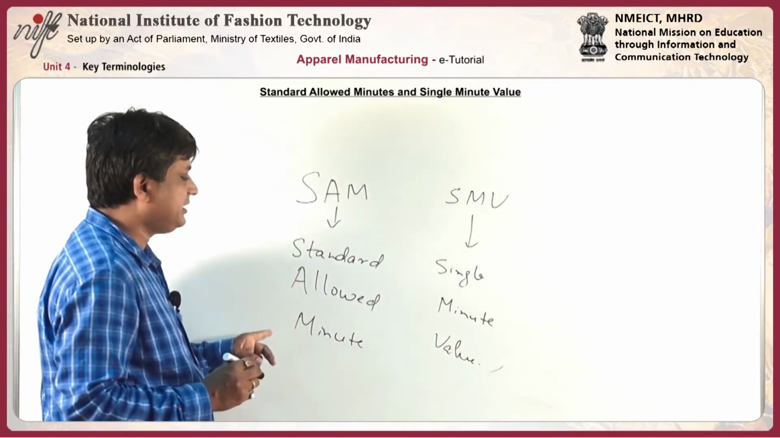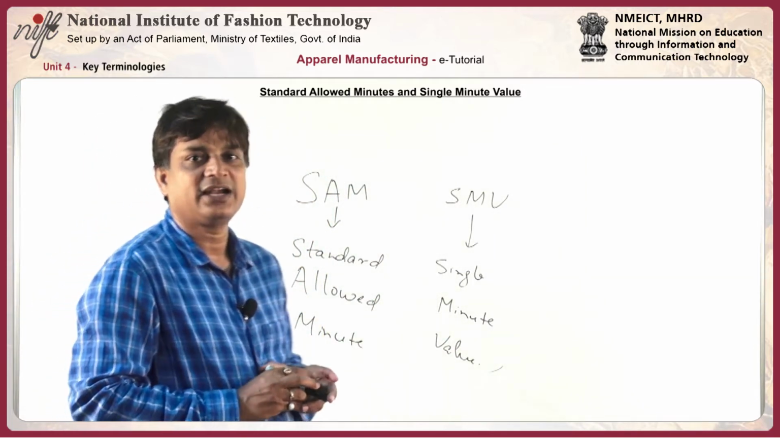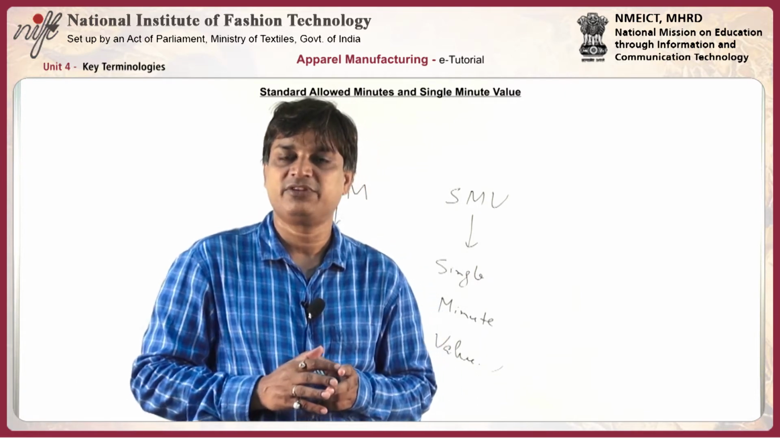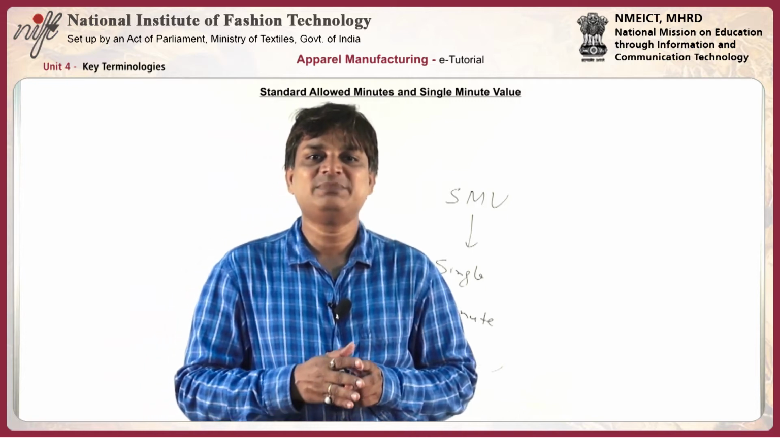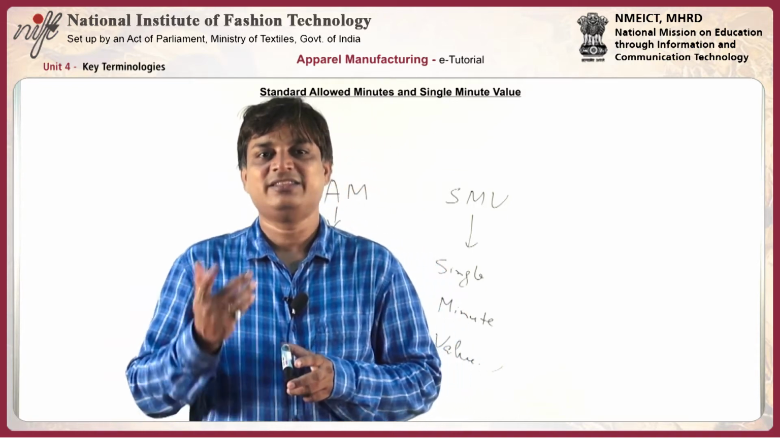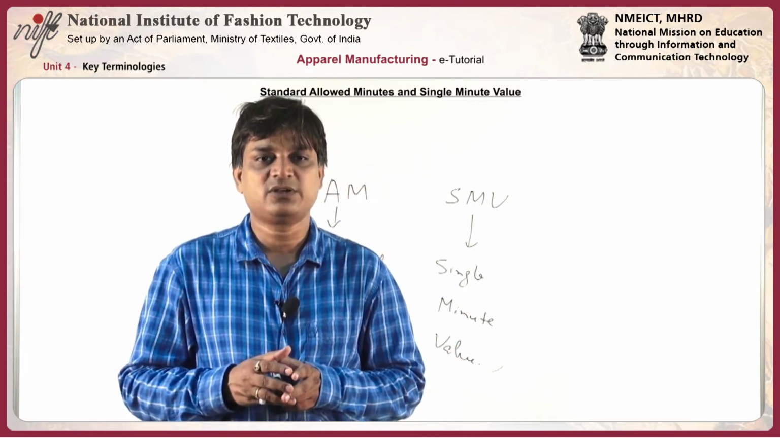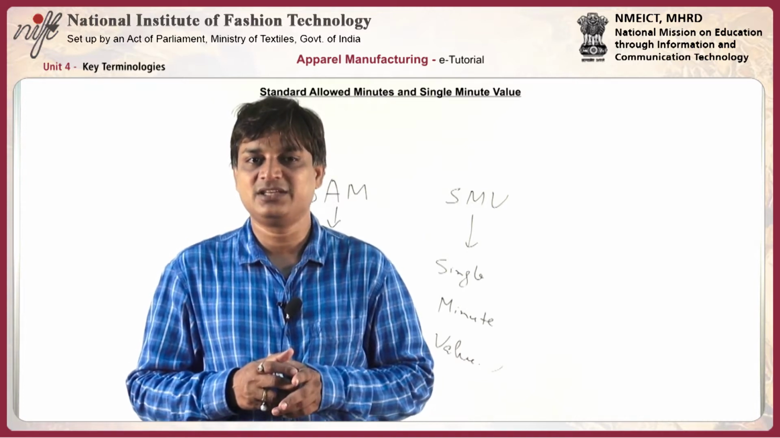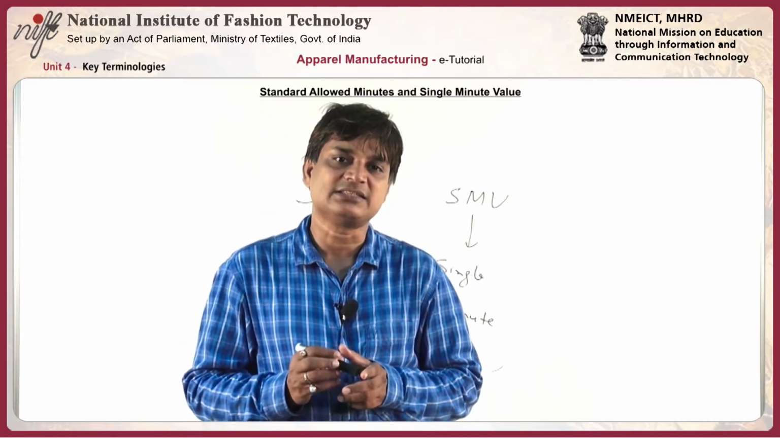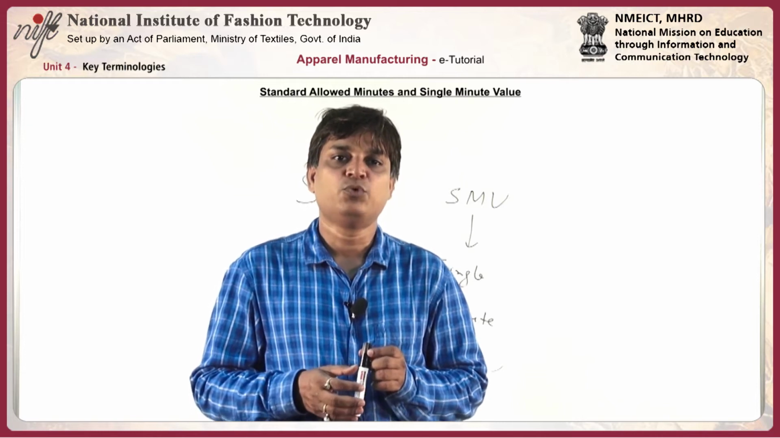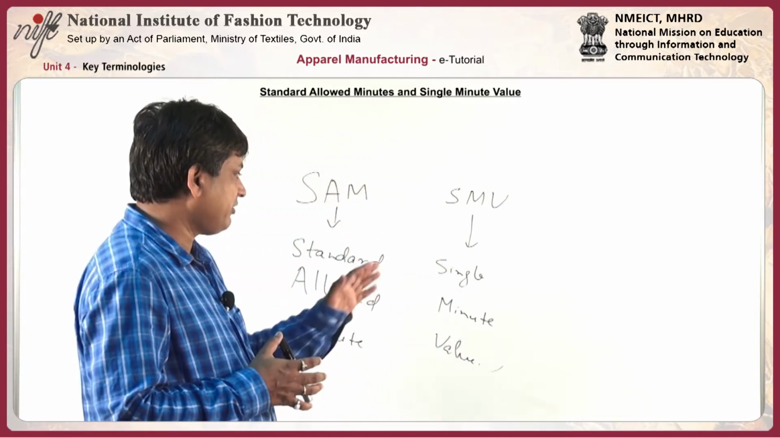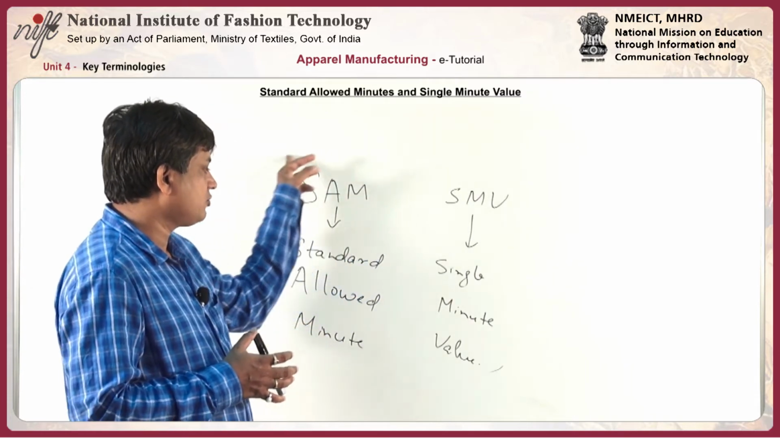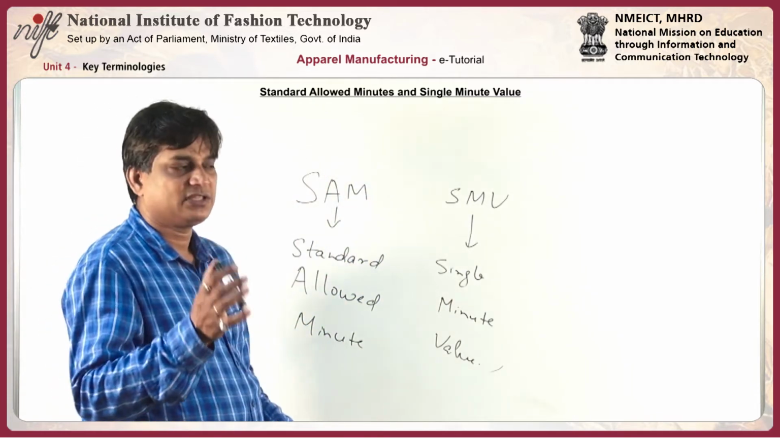So SAM and SMV are both used to set a target for each and every operation. The SAM is basically the time in minutes that is assigned to a specific operation after doing a time study or using PMTS, that is, predetermined motion time system data.